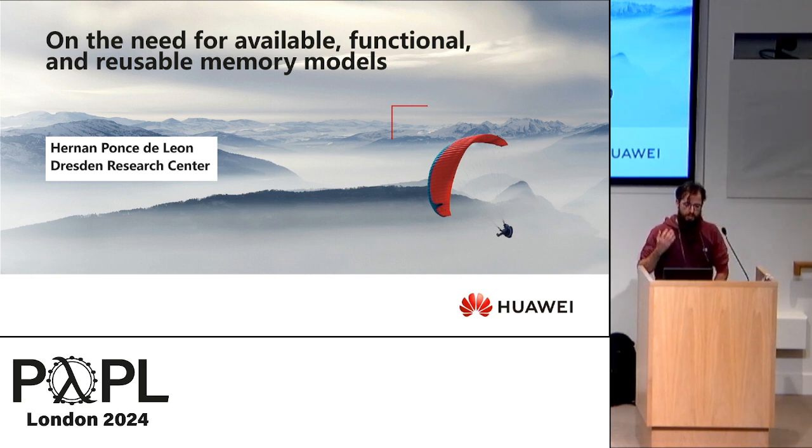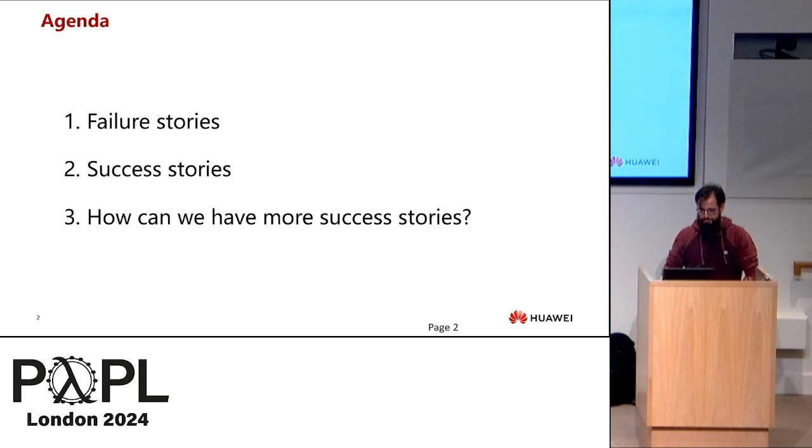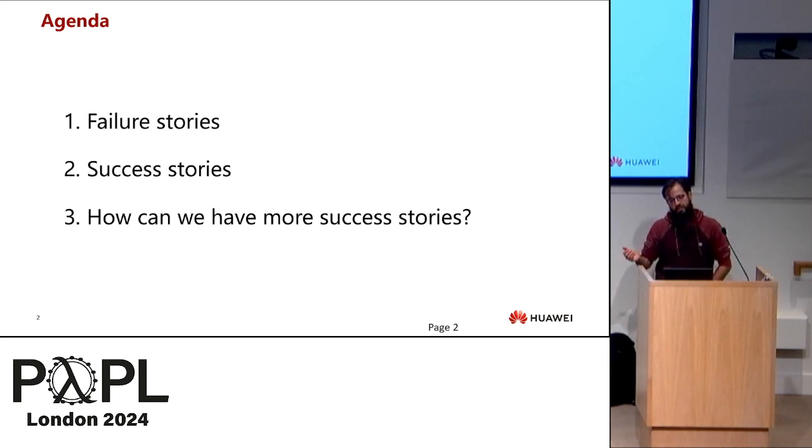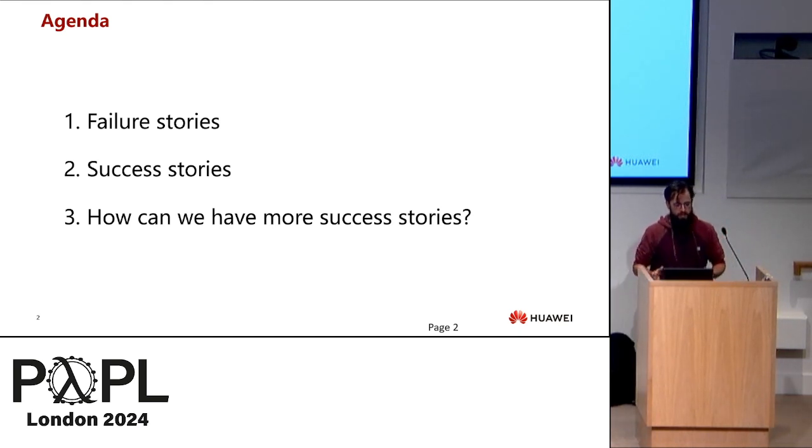So I asked my question: what have we done in the last 10, 15 years in terms of availability, functionality, and reusability of formal memory models? Basically, I'm going to split this in three parts. The first part is going to talk mostly about where I consider that we still have not done a very good job and we need to move forward. But not everything is bad. There are a few success stories that I want to share, or at least what I consider success stories. And I'm going to finish by discussing what all those cases have in common and what we can learn from this to have more success stories in the future.